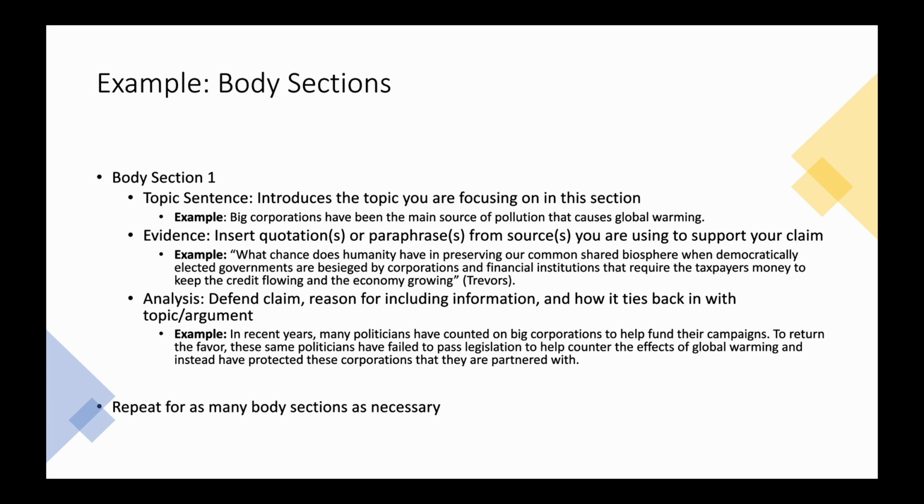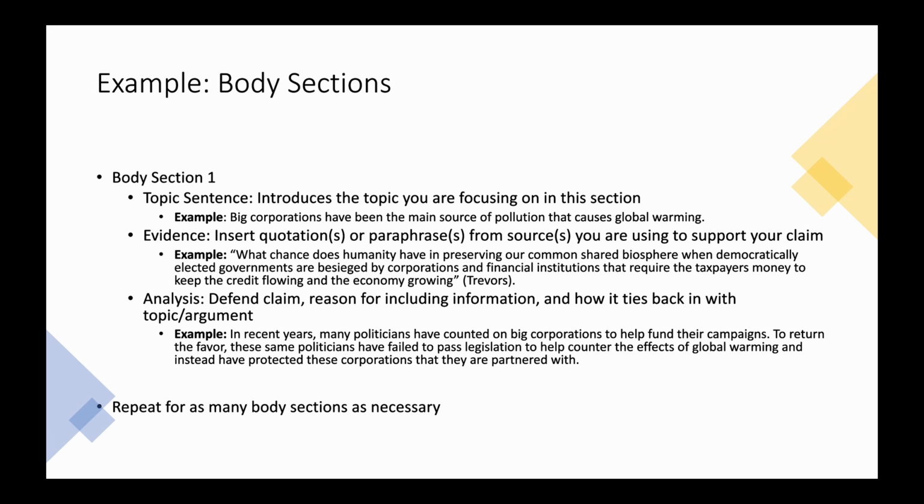So next, we would want to support that topic sentence with the evidence, the quotations or paraphrases from the sources we are using to support that claim. So our example here is a quotation from Trevor's. It is, what chance does humanity have in preserving our common shared biosphere when democratically elected governments are besieged by corporations and financial institutions that require the taxpayers' money to keep the credit flowing and the economy growing? So you can see that we cited that there. That is a direct quotation.